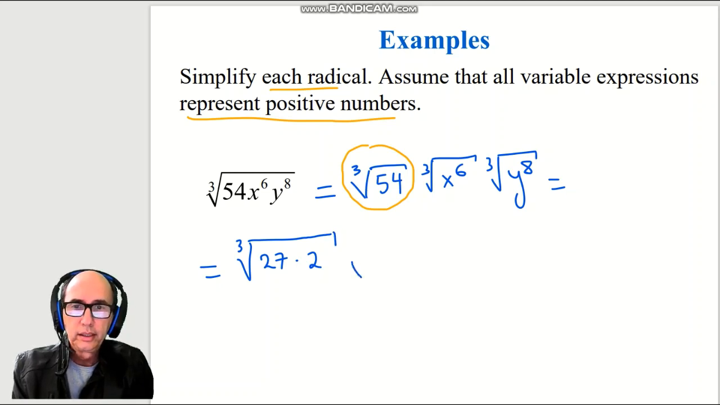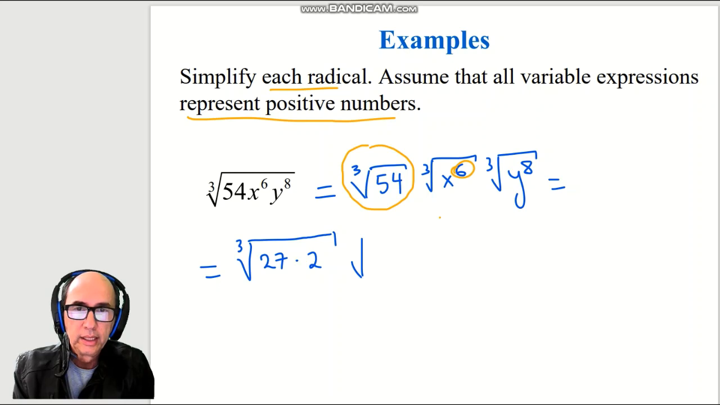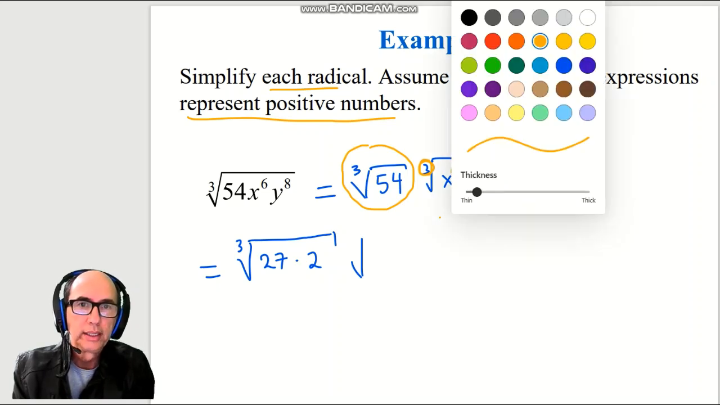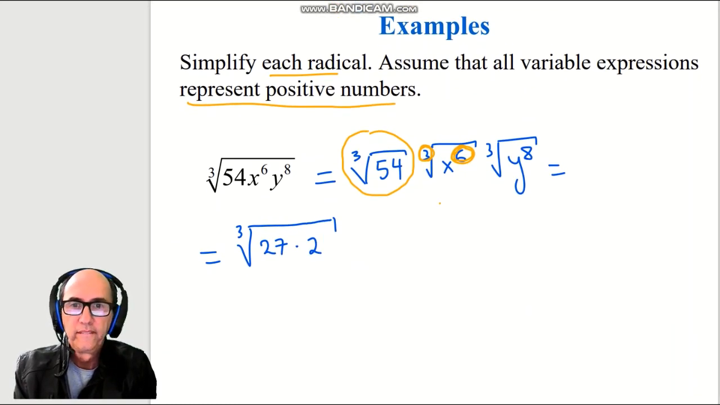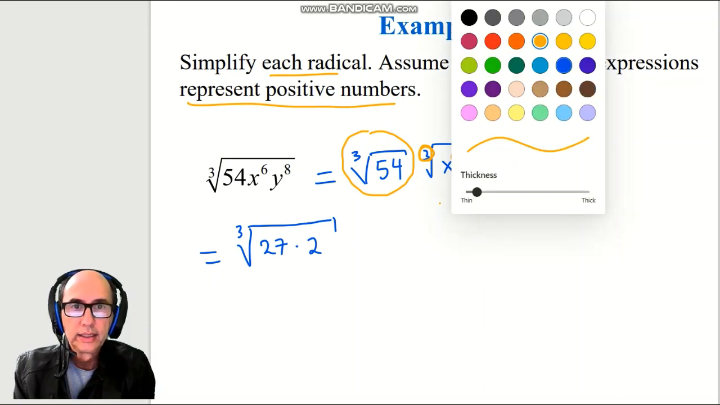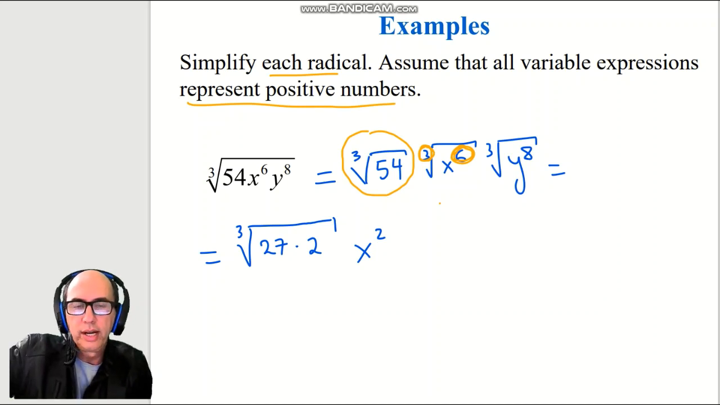And look at this power. We have this power 6. We have the index 3. Can we divide 6 by 3? If you divide 6 by 3, you have what? 6 divided by 3 is 2. And the simplification here is x squared. This is how you will work out. Divide the power by the index.